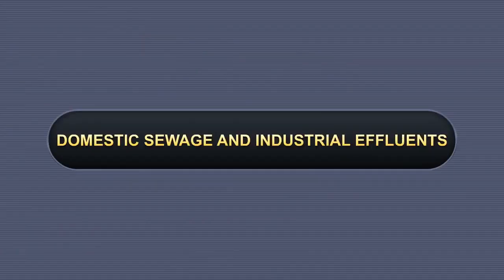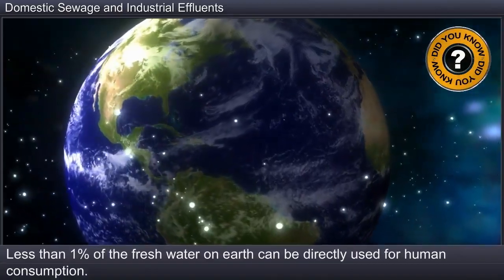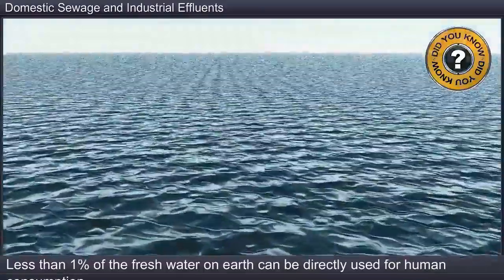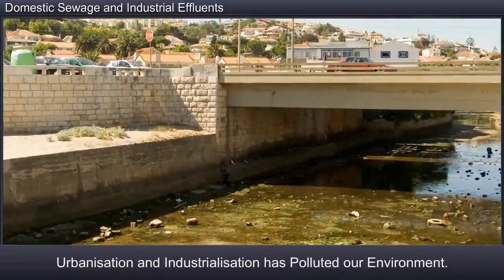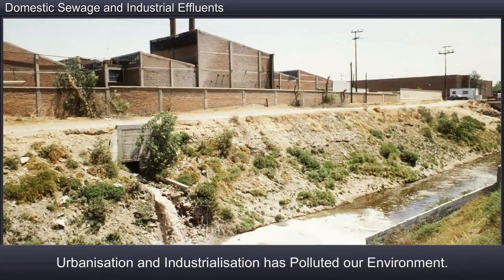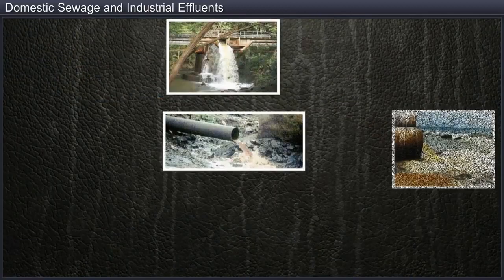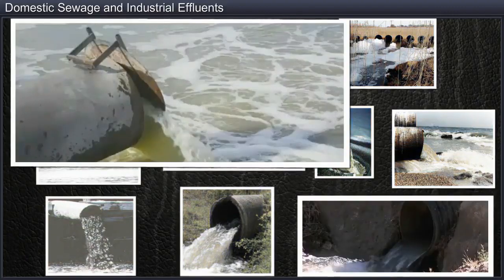In this module, you will learn about domestic sewage and industrial effluents that cause water pollution. Did you know that less than 1% of the fresh water on Earth can be directly used for human consumption? Rapid urbanization and industrialization has brought into focus the consequences of environmental pollution. The problem is enhanced by the fact that most water bodies have become contaminated with a variety of pollutants.